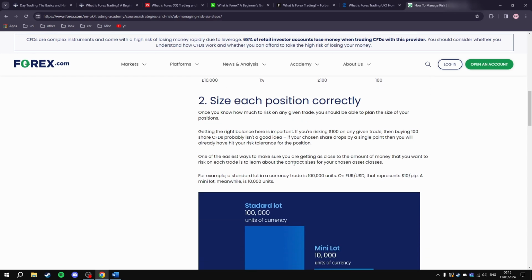One of the easiest ways to make sure you're getting as close to the amount of money that you want to risk on each trade is to learn about the contract sizes for your chosen asset classes. For example, a standard lot in currency trade is 100,000 units. On euro dollars, that represents $10 a pip. A mini lot, meanwhile, is 10,000 units.